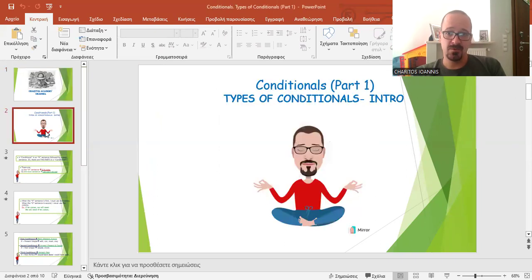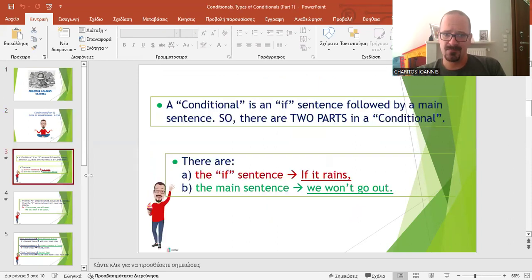So today we will start analyzing an extended grammar unit in English, the conditionals. So this is part one, the types of conditionals, an introduction.